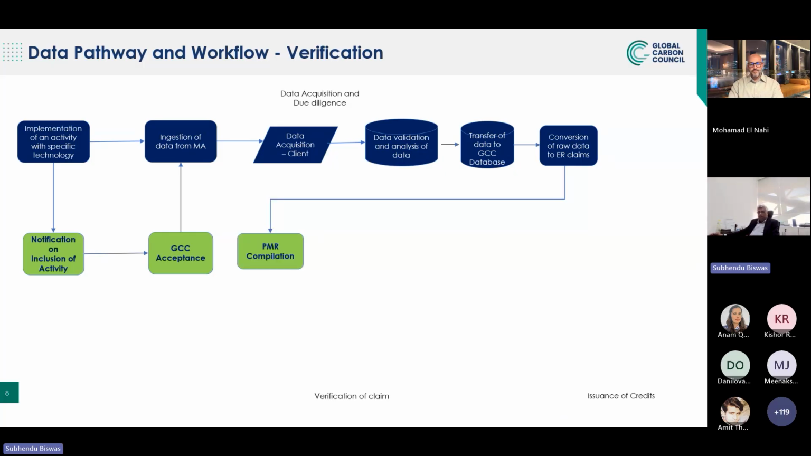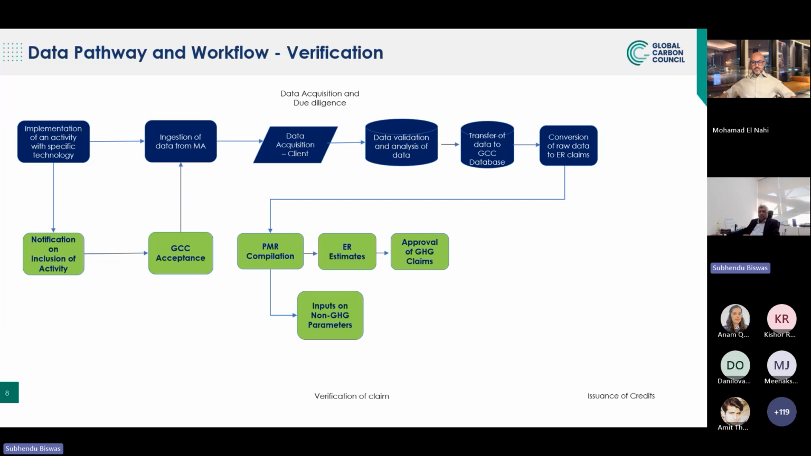When he wants, he can trigger a PMR on the portal, saying, okay, I have enough amount of credit, I want that credit as a claim. He is going to trigger a compilation of PMR that comes automatically from the DMRV system. There is already a GHG conversion which has happened that would make the ER estimate. So that would make the claim of GHG.